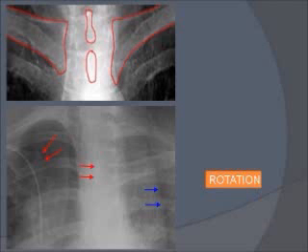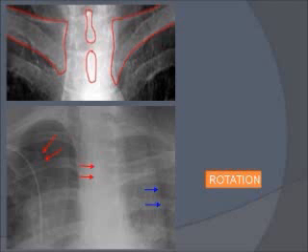Now coming to rotation. How should we see rotation? To see rotation, we should look at the spinous processes, and then we should look at the medial margins of the clavicles. On both sides, the medial margins of the clavicles should be at equal distance.